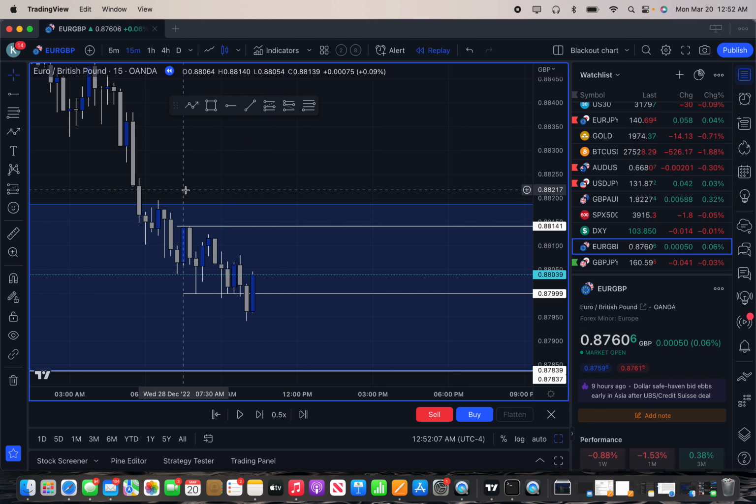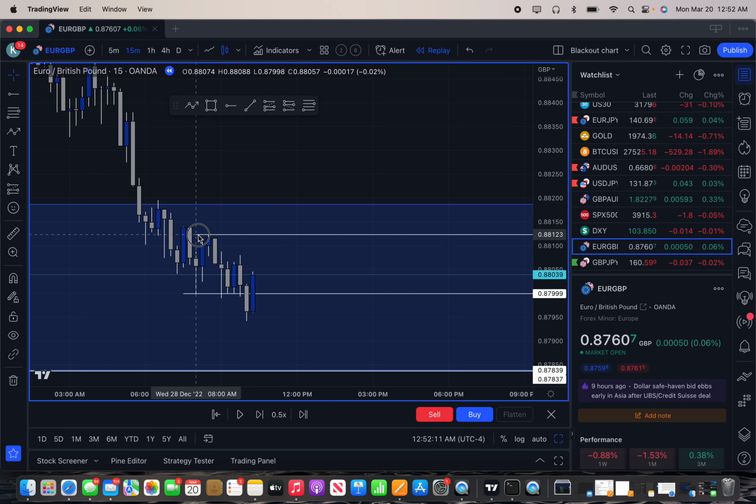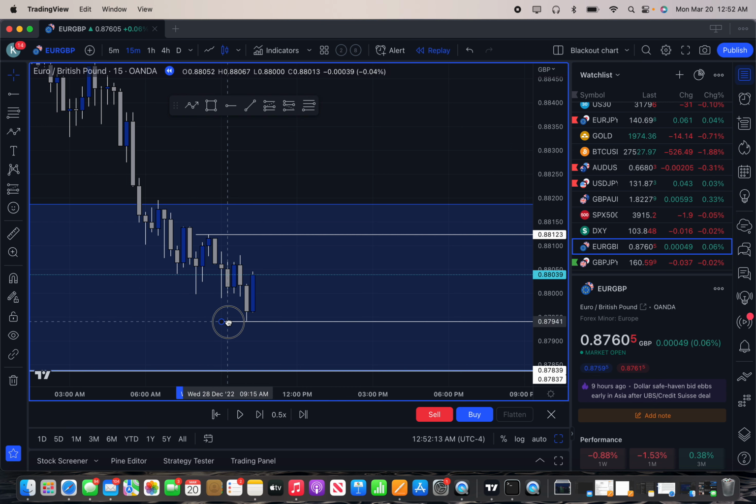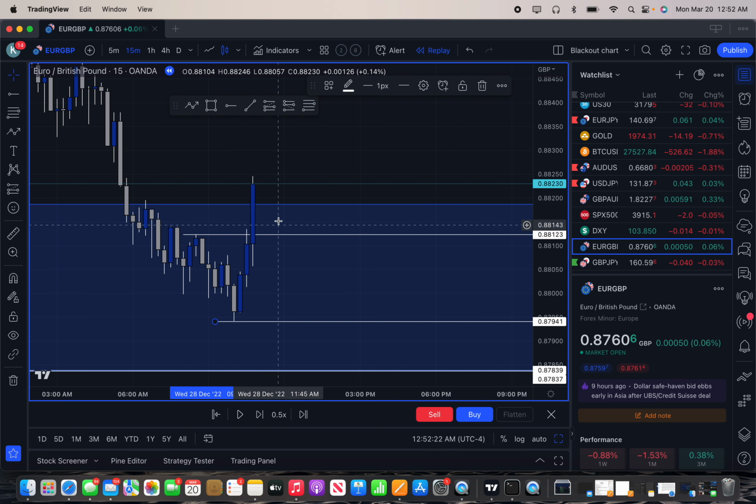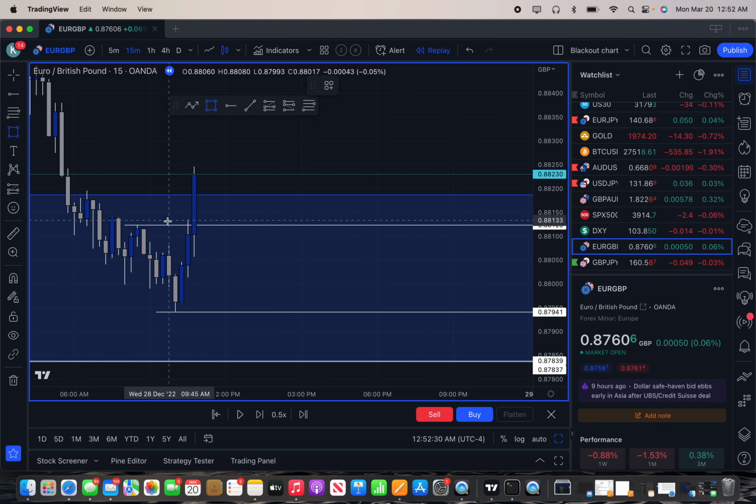Now it did. So structure changes. Highest pullback was here. So lowest point. Now we're waiting again to see. Boom. So now it broke, gave us the chalk we was looking for. Now we're looking for a pullback.